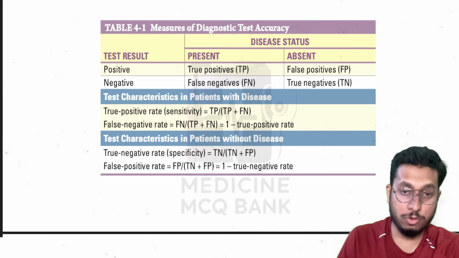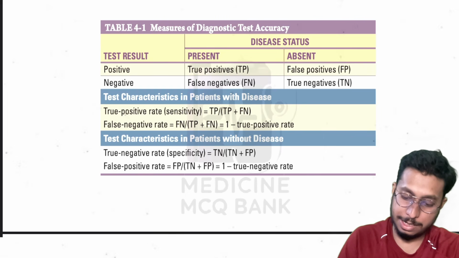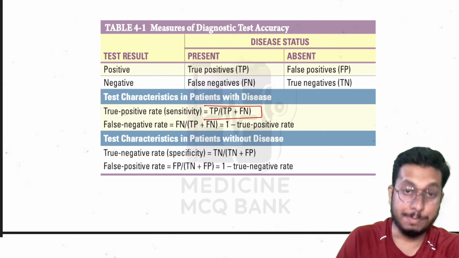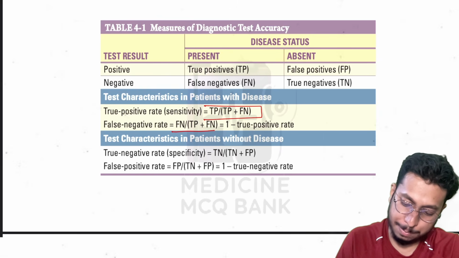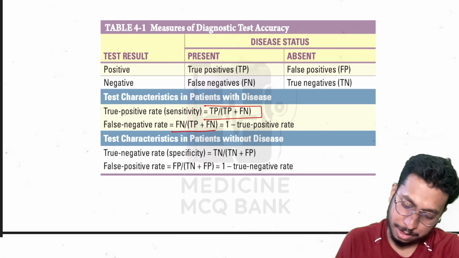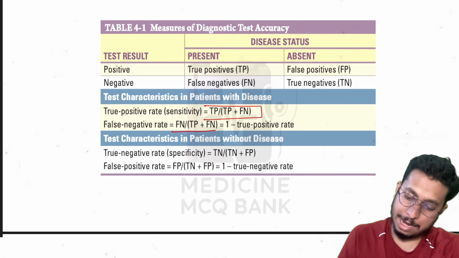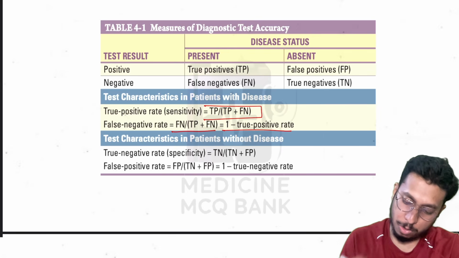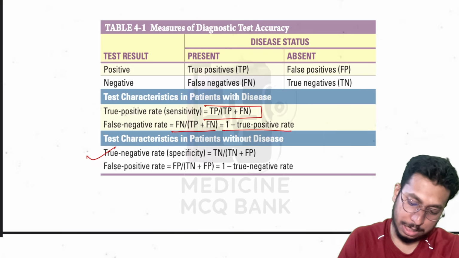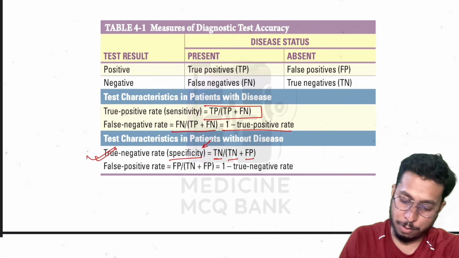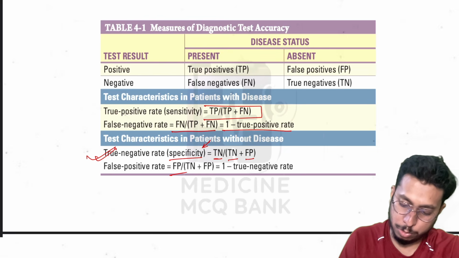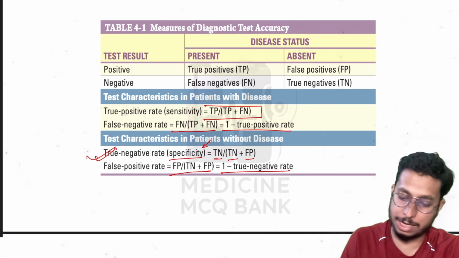What is meant by true positive rate? True positive rate is TP by TP plus FN. False negative rate is FN by TP plus FN, so false negative rate is 1 minus true positive rate. True negative rate is true negative by true negative plus false positive. It is specificity. And false positive rate is false positive by true negative plus false positive, that is 1 minus true negative rate.